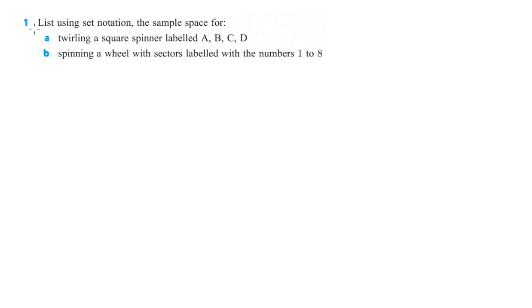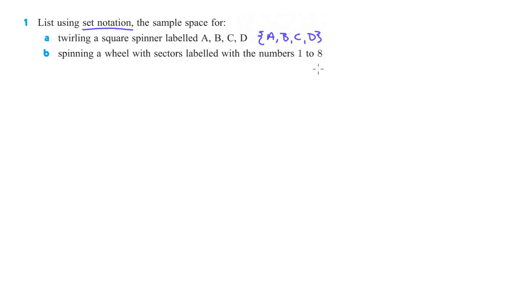Okay, so we'll start here with number one. List using set notation the sample space for twirling a square spinner labeled A, B, C, and D. Using set notation means we want to use our little brackets here, and in the brackets, we're just going to list out the possible outcomes. So that's just going to be A, B, C, and D.